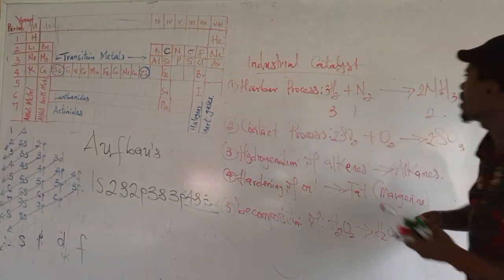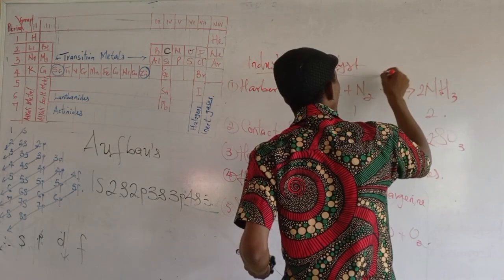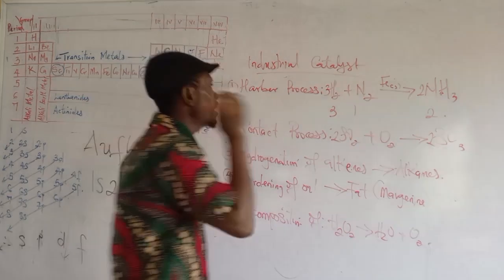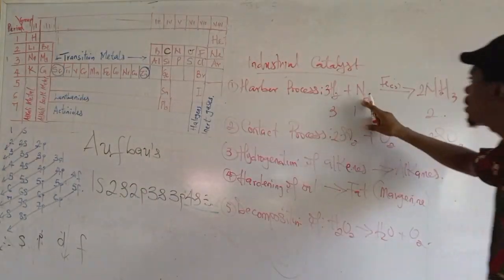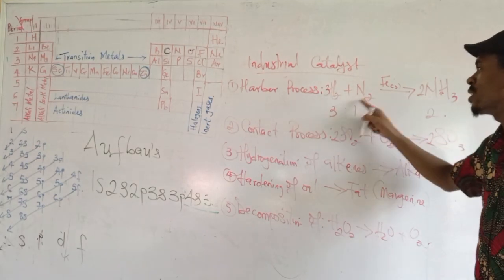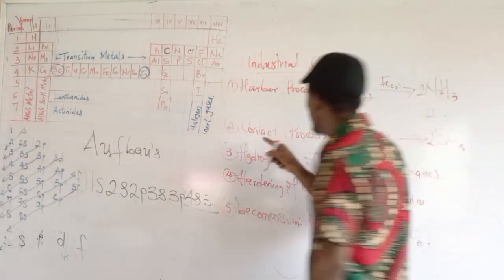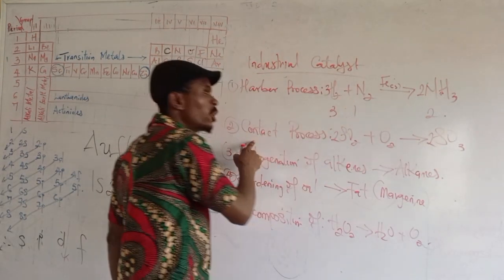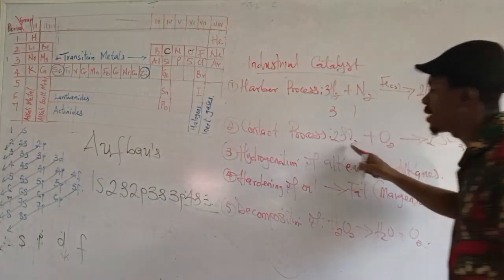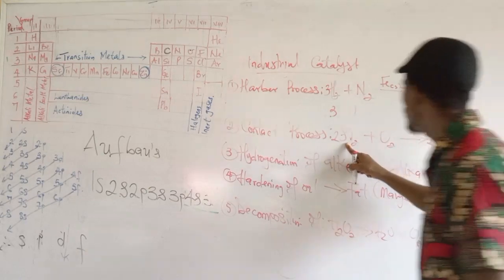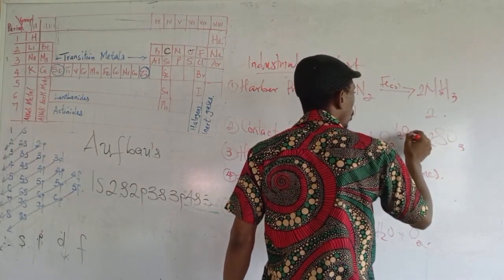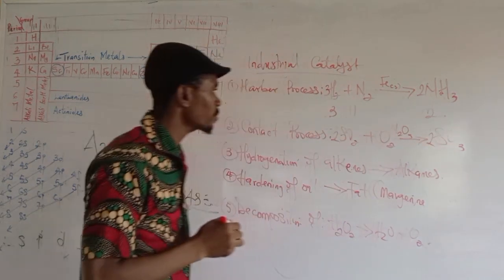So in the Haber process, we use finely divided iron as the catalyst. And in the Haber process, the ratio of nitrogen to hydrogen is 1 to 3, or hydrogen to nitrogen is 3 to 1. In the contact process, sulfur 6 oxide is produced from oxygen and sulfur 4 oxide using vanadium 5 oxide, V2O5.